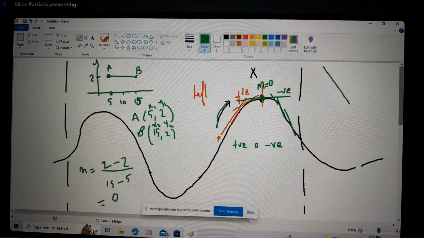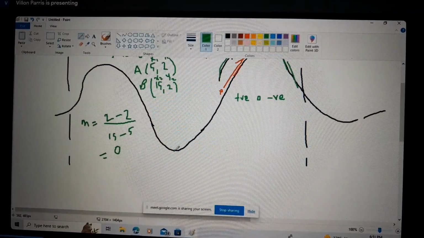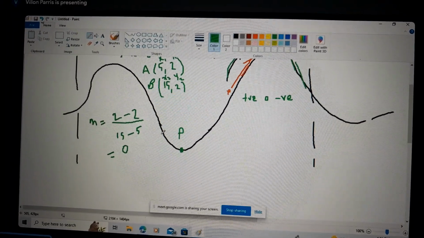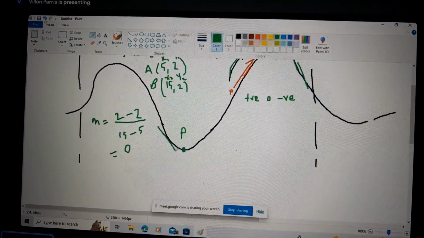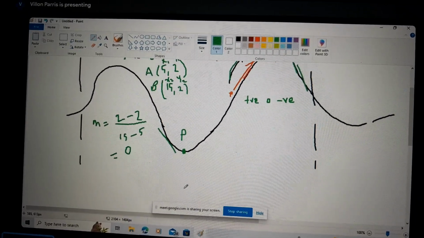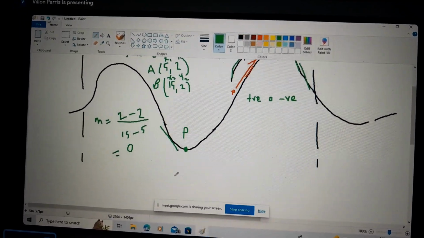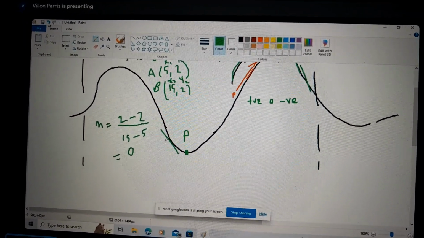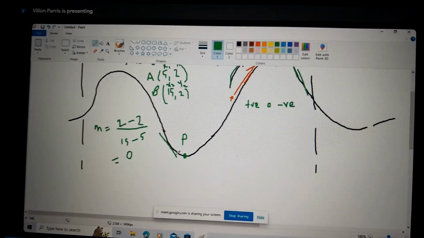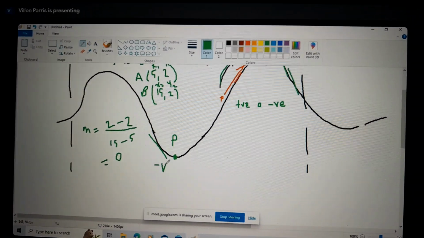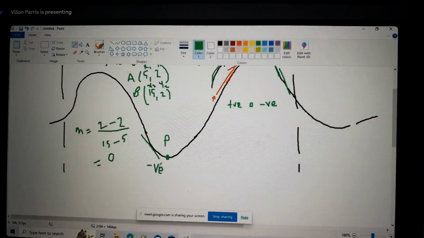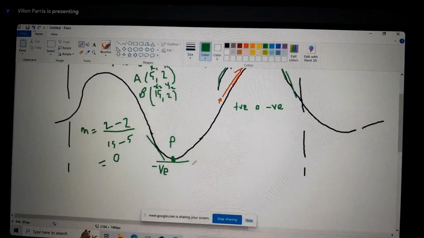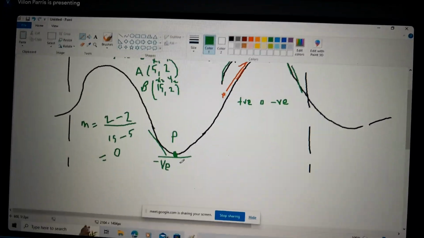Now let's see what happens at a minimum point. So let's call this point P. Before the point, what's the gradient of that line I drew? Negative, sir. Yeah, it's negative. It's a falling line. You start high and end up low. So you move from a negative value just before the point. When you reach the point, of course, because the tangent is horizontal, the gradient is 0.